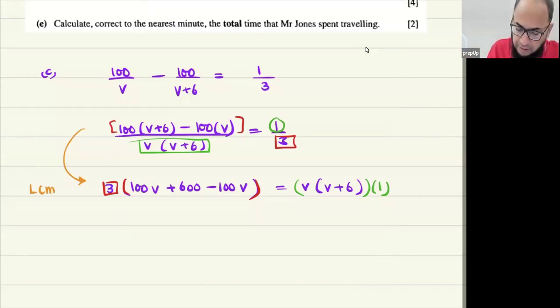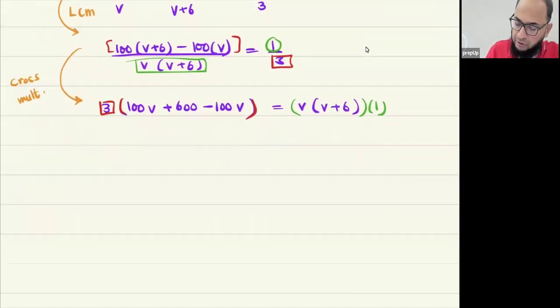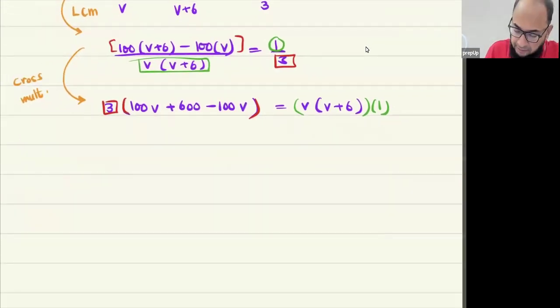So first of all, let me just grab this. This thing was over here when we went from this to this, and then this is cross multiplication. So now simplify. This is 1800 equals V squared plus 6V. So 0 is V squared plus 6V minus 1800 equals 0.